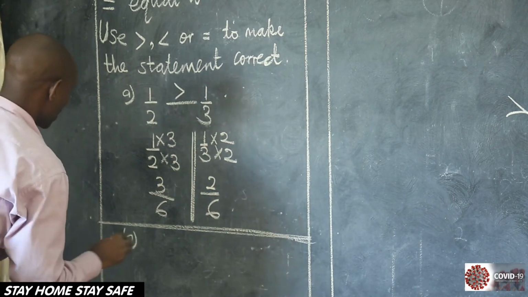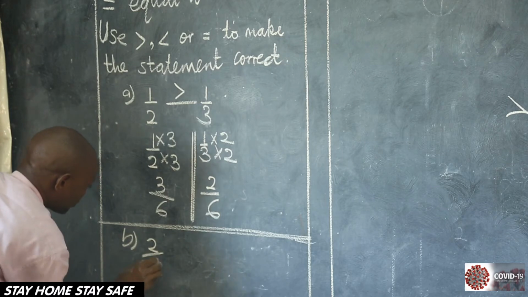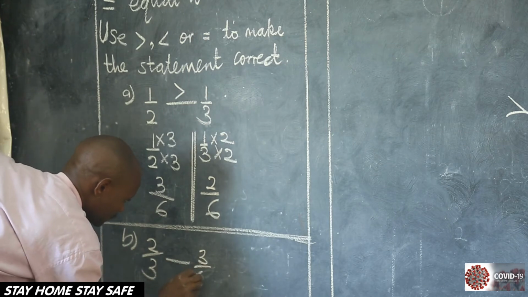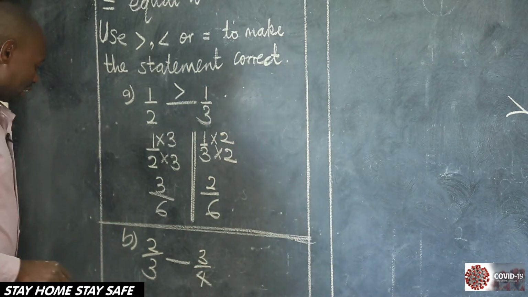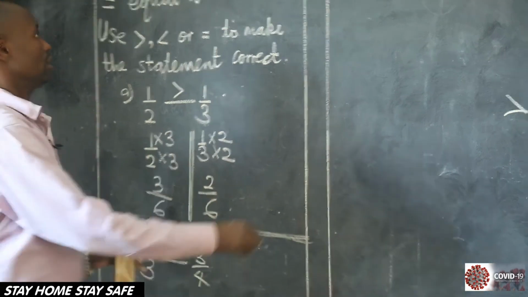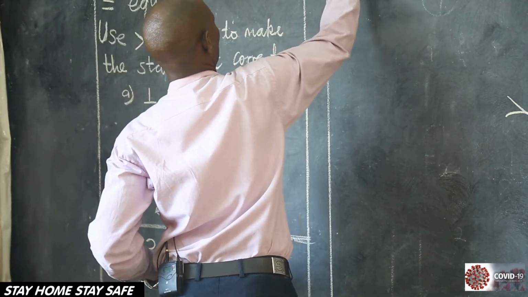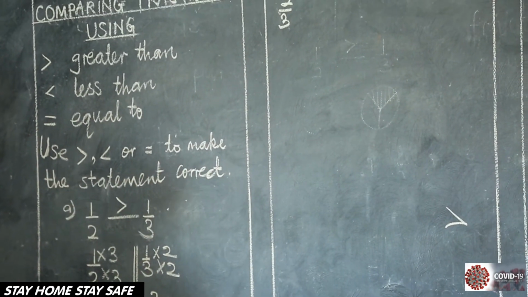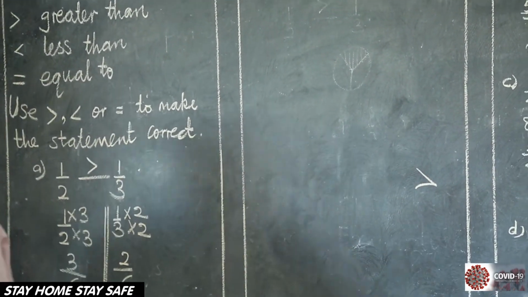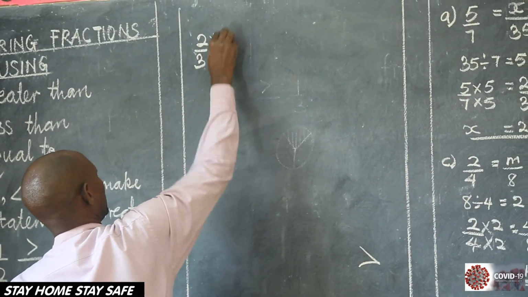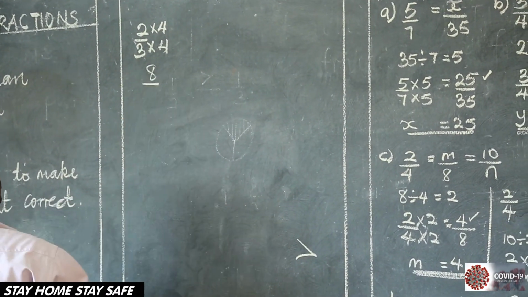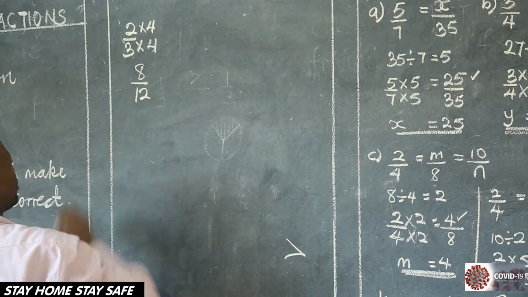B, we are comparing 2/3 dash 3/4. So what are we going to do here? We shall get 2/3. Then we multiply it by the denominator of the other fraction, which is 4. So we shall multiply the numerator by 4, the denominator by 4. 2 times 4, we get 8. 3 times 4, we get 12.